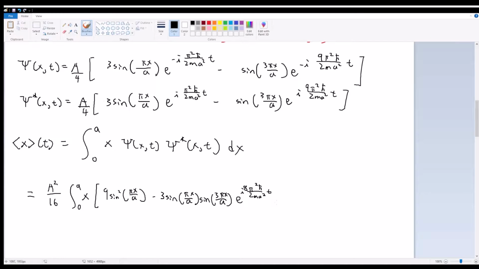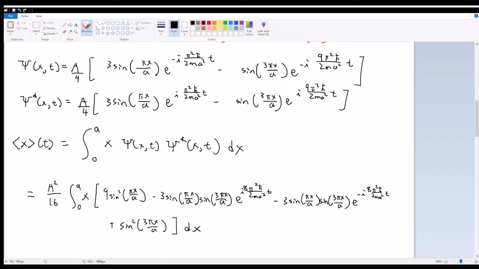So this is going to be subtracted by 3 sine pi x over a sine 3 pi x over a multiplied by e to the, this time it's the opposite, negative i 8 pi squared h bar over 2ma squared times t, and then finally plus sine squared 3 pi x over a dx. Is that correct? Yes. Okay.